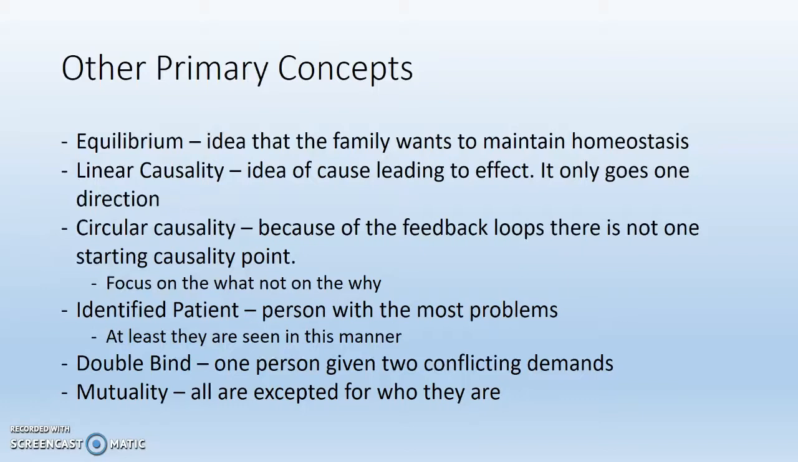For example, in the family, if a mom is trying to teach a child how to tie his shoes, she can say, I'll help you, but you have to do it my way. And so that child is left to think, if I don't do it Mom's way, then I won't receive help. And vice versa, he can't fulfill both commands. The last idea is that of mutuality, where all family members are accepted for who they are.